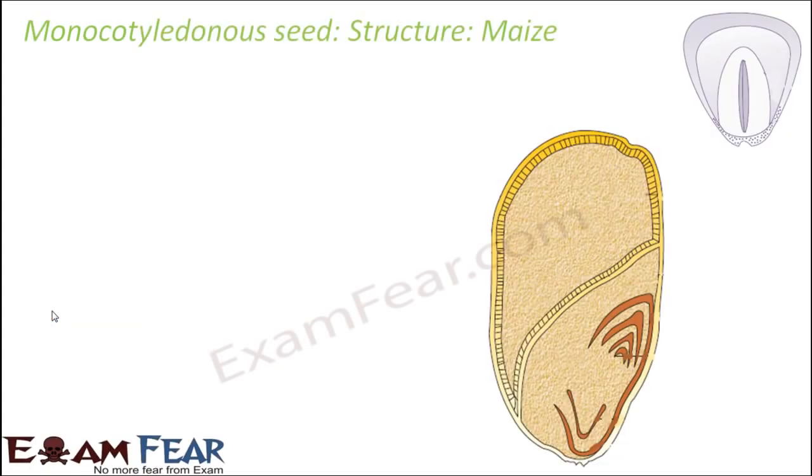So now let us talk about the structure of a monocotyledonous seed. For example, a maize seed. Maize is an example of a monocot seed. So how would this seed look?